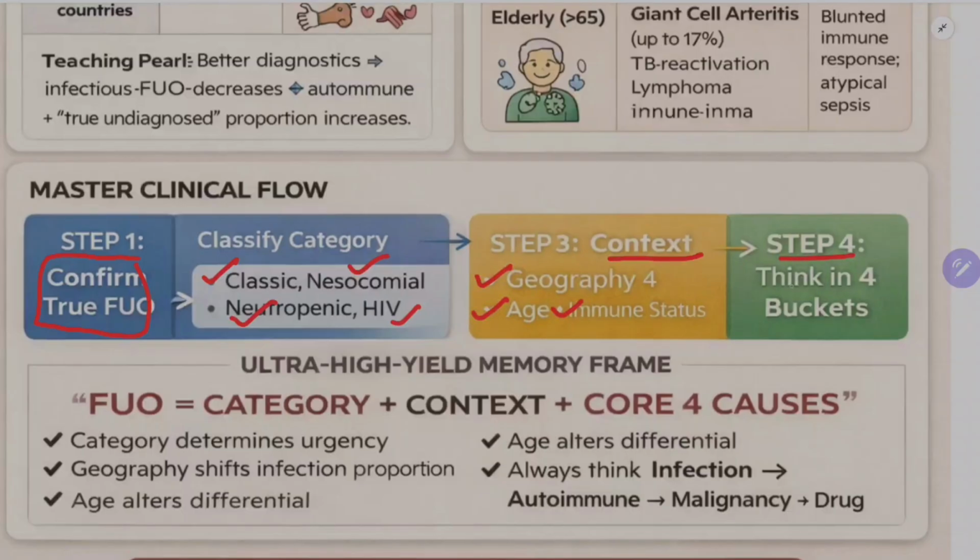Then think in 4 buckets. What are the 4 buckets? 4 buckets are infections, number 1, then NIAIDs, then malignancy, then miscellaneous like drug fever. Okay, these are the 4 buckets.